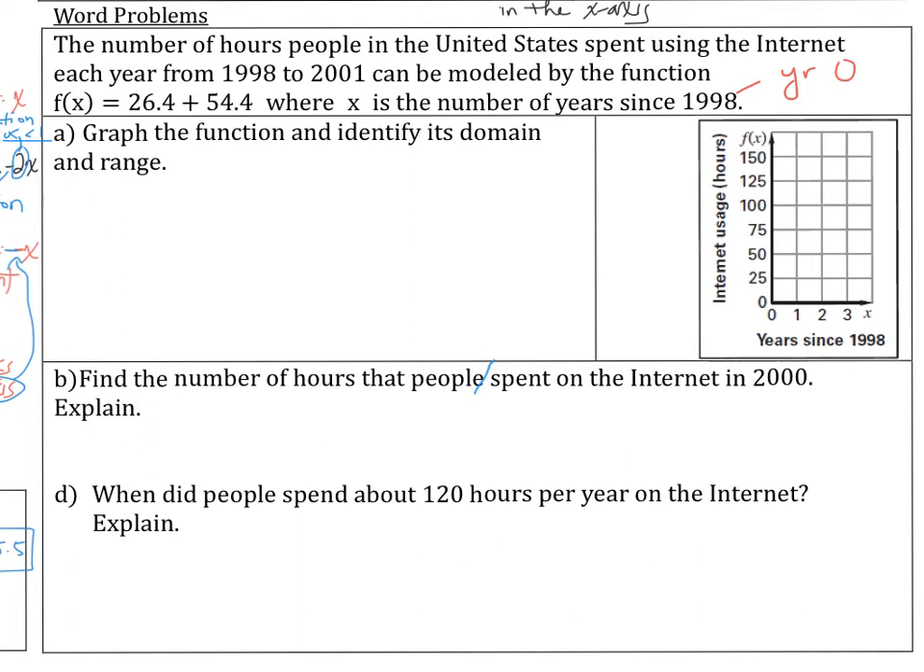Okay, so here, part A, it wants you to graph the function and identify its domain and range. So I'm going to first write D for domain and R for range on the side. And I'm going to go ahead and graph this. So I need to first graph the y-intercept of 54.4. So that's about right here.